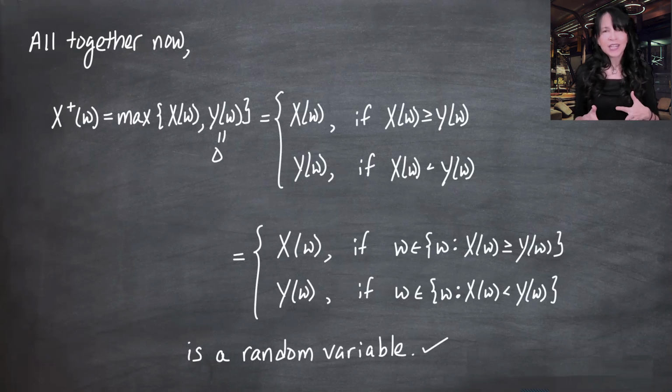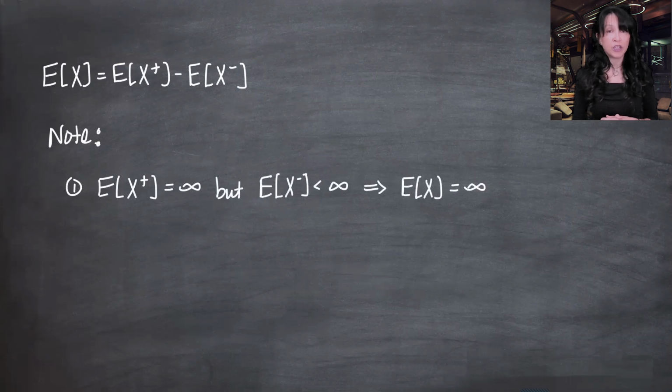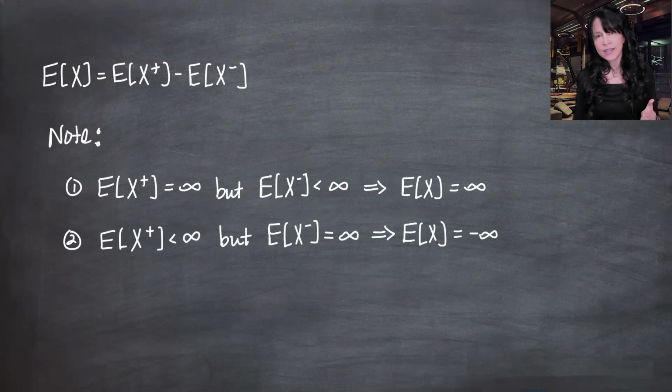This is about all I want to say about expectations today, except for one thing I do have to fit in here. The expected value of x for a general x we define to be the expected value of the positive part minus the expected value of the negative part. I just wanted to point out that if the expected value of x plus happens to be infinite, but the expected value of x minus is finite, then this difference is infinite, and we would say that the expected value of x is infinity. Whereas if the expected value of x plus was finite and the expected value of x minus was infinite, then we have something finite minus infinity, and we would say the total expectation there is negative infinity.